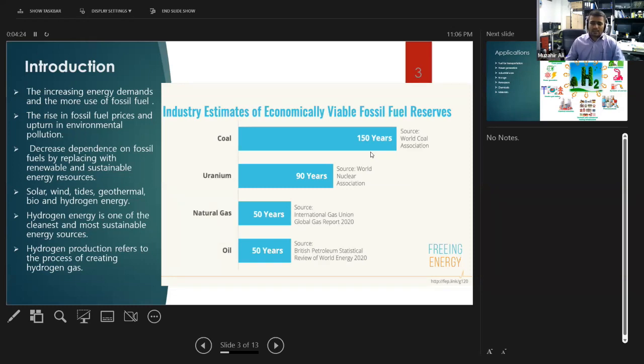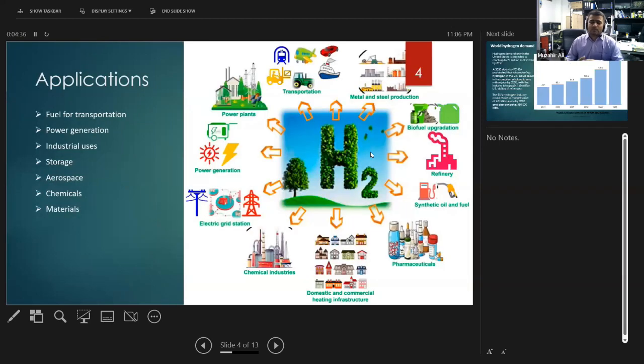As mentioned in my title, hydrogen production is the process of creating hydrogen gas. So where can we apply hydrogen gas? It can be used in fuel transportation, in transportation like aeroplanes, cars, buses, trucks, everywhere.